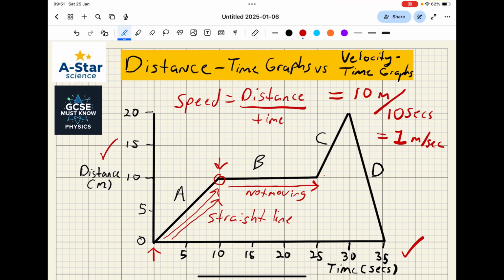It then starts to move again. And I can see that this line, C, is steeper than this line, A. That means the object is going at a faster speed. And we can look at that. That's this point here. So the speed would equal the distance, which is 10 meters, over 5 seconds.